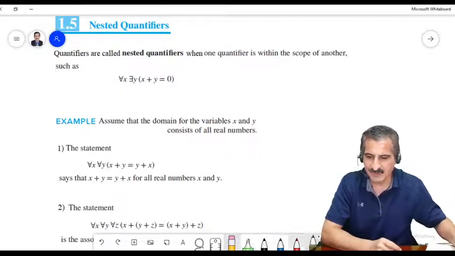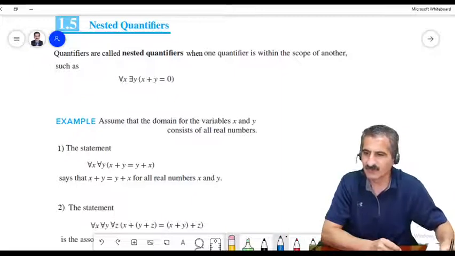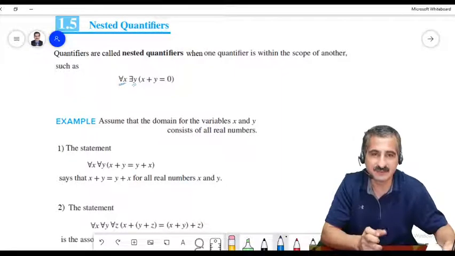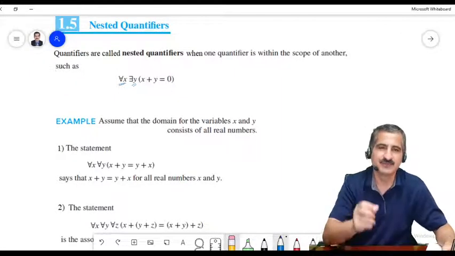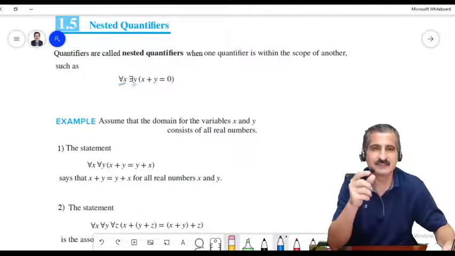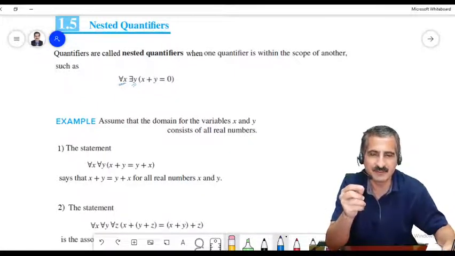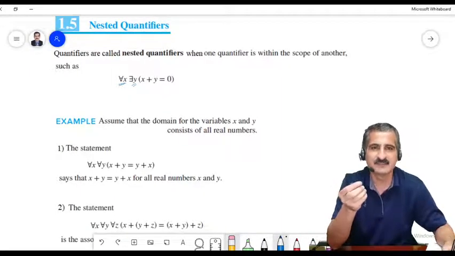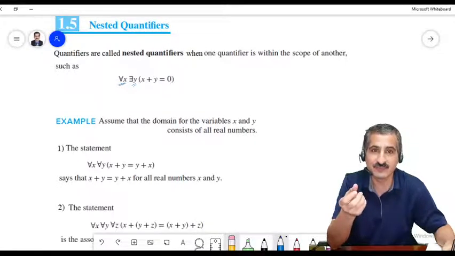It says that for every x there exists y such that x plus y equals 0. X and y here are real numbers. Now what we are saying here is, for every x, a real number, there is another real number y such that if we add them, x and y, we get 0. This simply says for every real number there exists a negative value of that real number.